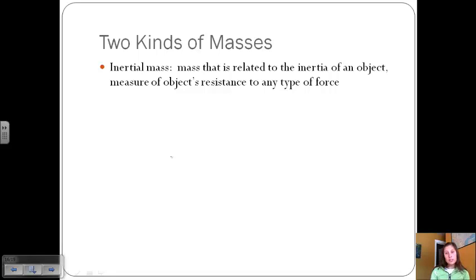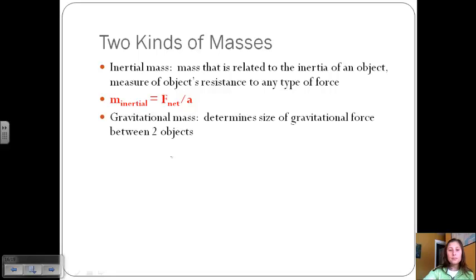So the more mass we have in general, the more resistant the object is going to be to this change or an application of a force. We can find the inertial mass by taking the net force divided by the acceleration. And that's just a rearrangement of the force equation.